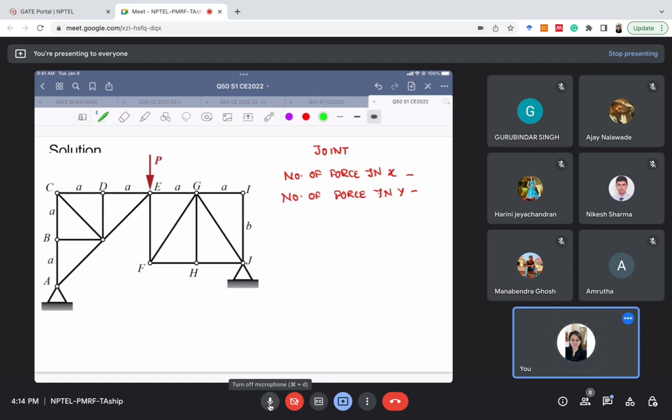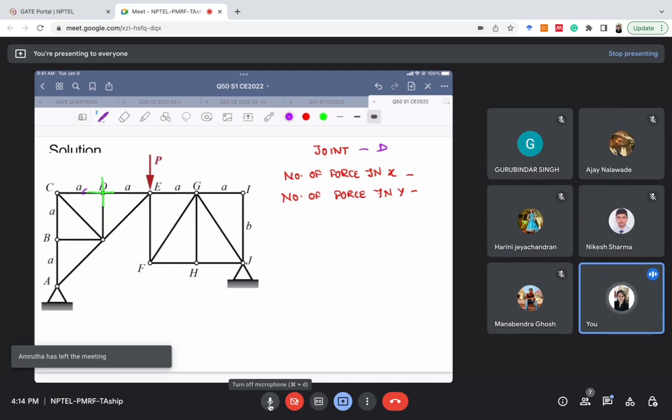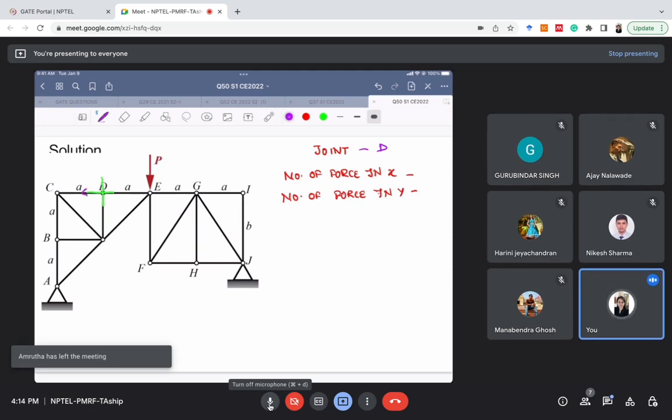Which joint should I choose? Let's say I'll choose joint number D. It has 3 connected members, so we have chosen the joint. First, set up a coordinate system. I've set up the coordinate system. Then I have named the forces as P, Q, and R.